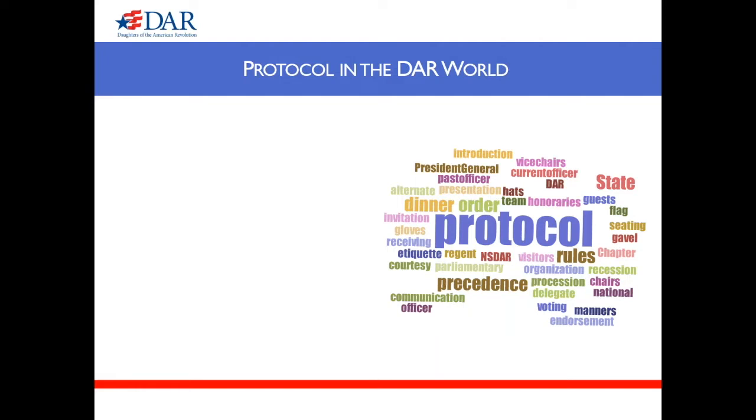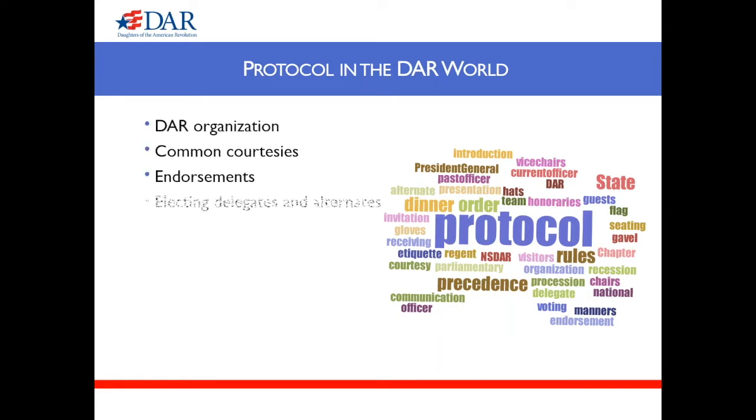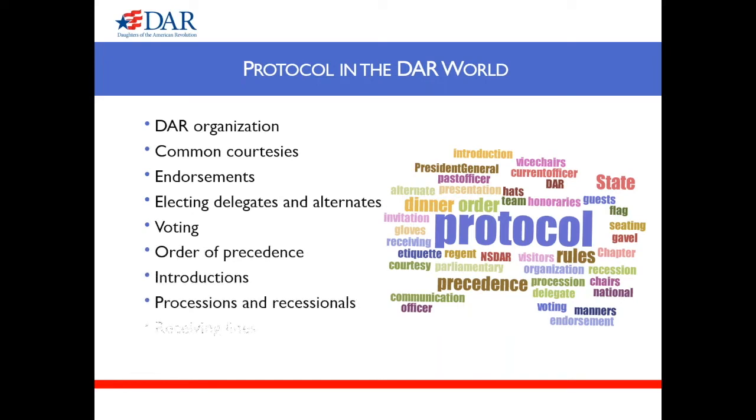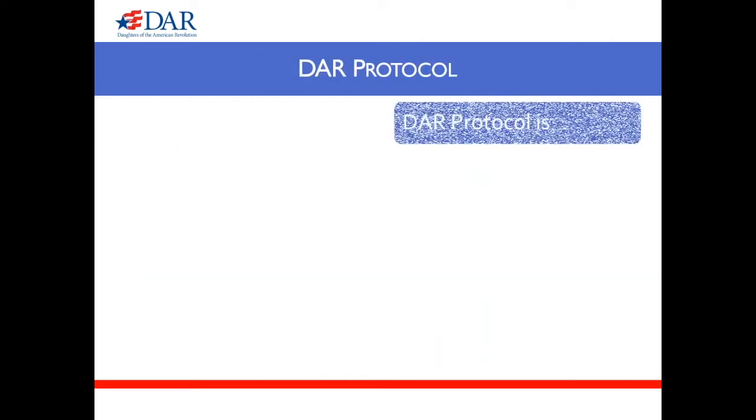During this webinar, members will learn why the National Society has protocol and how it evolved. Topics include DAR organization, common courtesies, endorsements, electing delegates and alternates, voting, DAR order of precedence, introductions, processionals and recessionals, receiving lines, and seating. Knowledge of proper protocol will instill in members and leaders the ability to participate confidently.